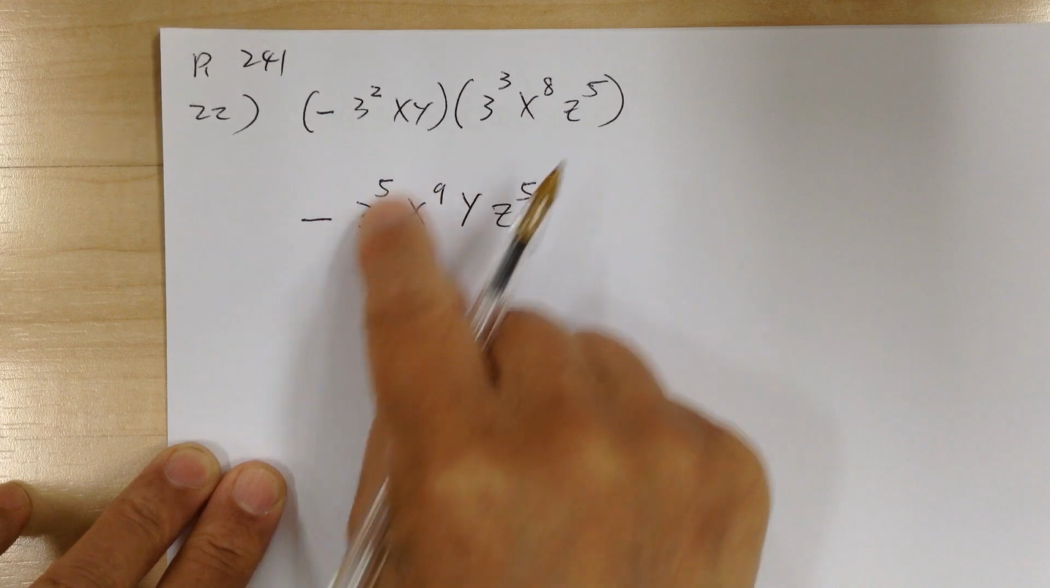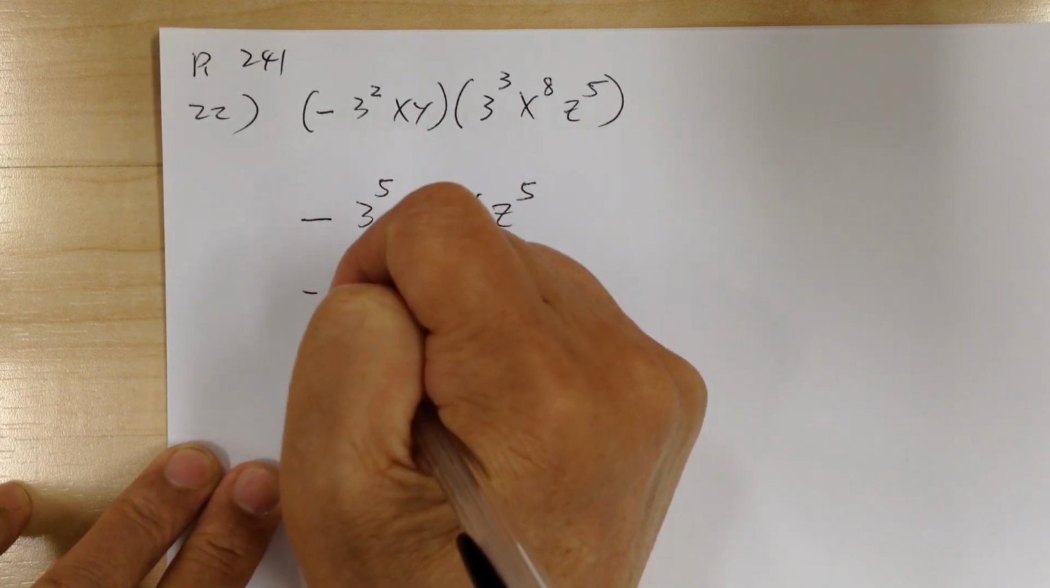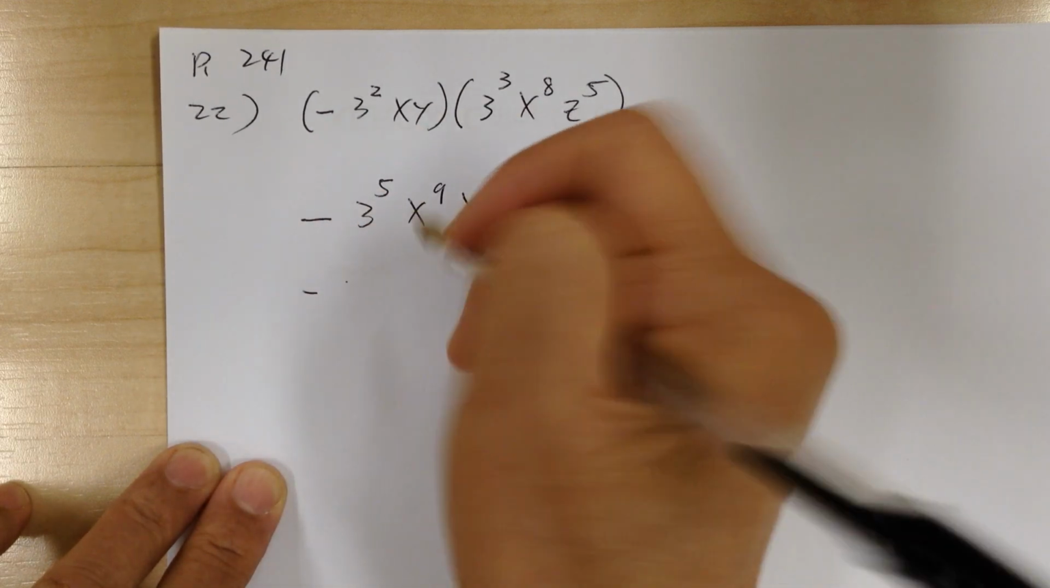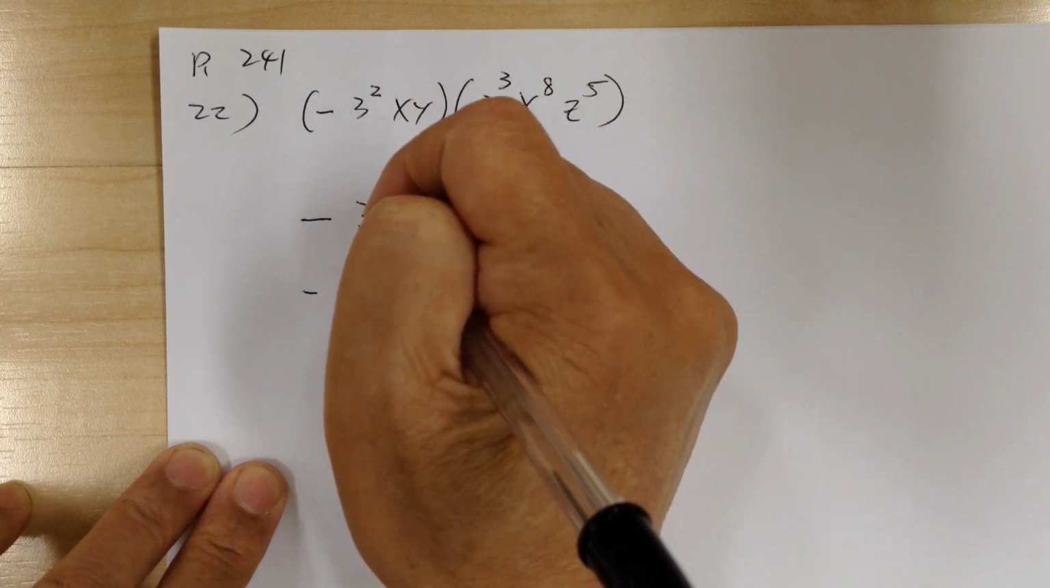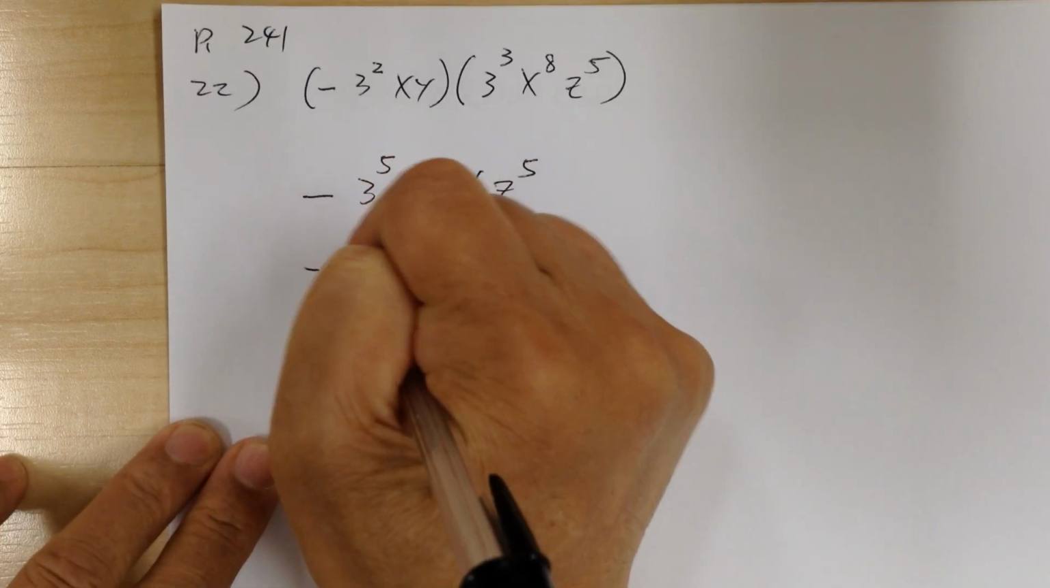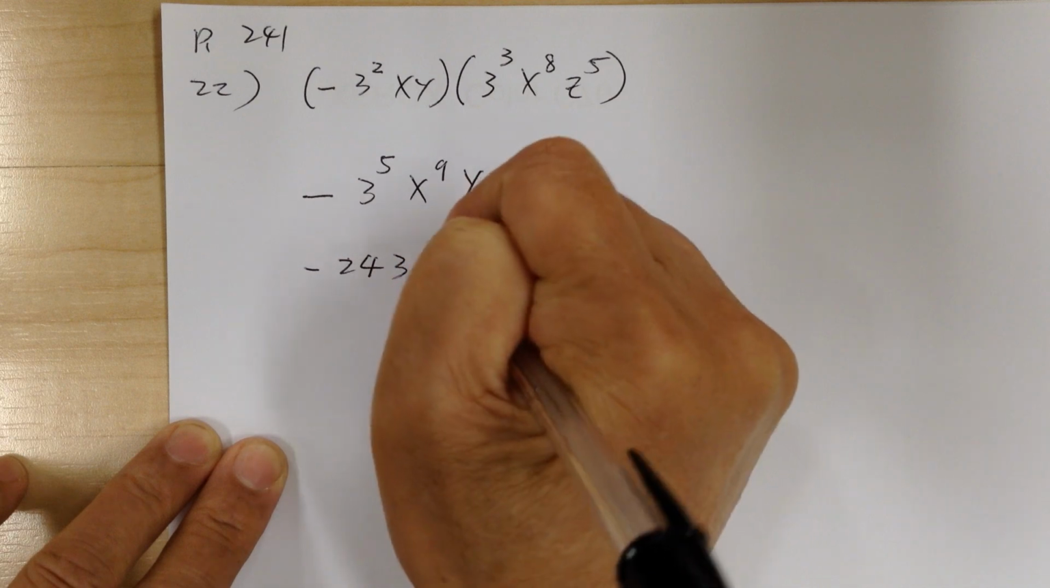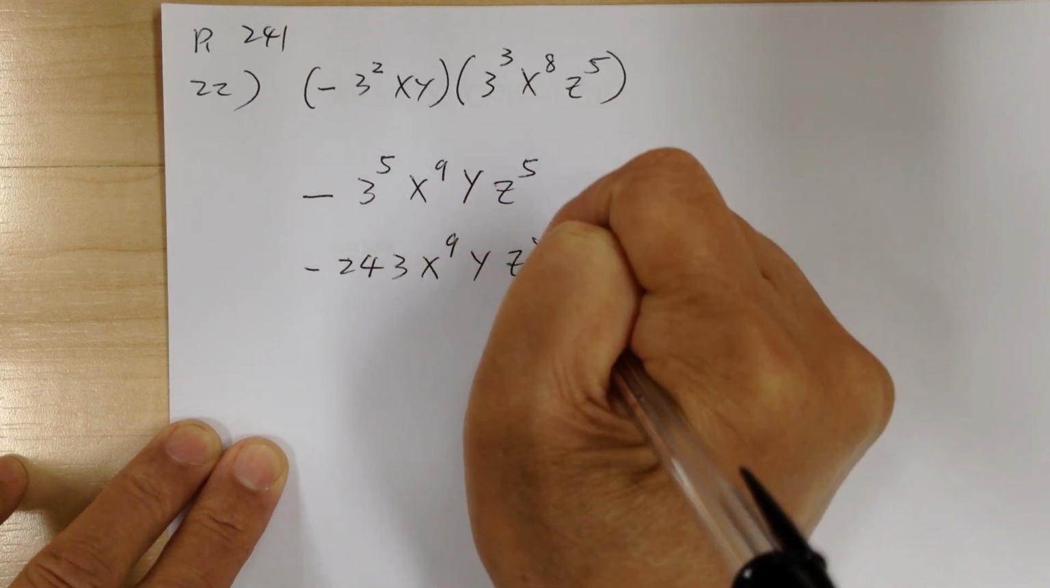Then after that, you can work this out. 3 to the 5 power would be 3 times 3 times 3 times 3 times 3, right? So don't put 15. It's negative 243, x to the 9, y, z to the 5.